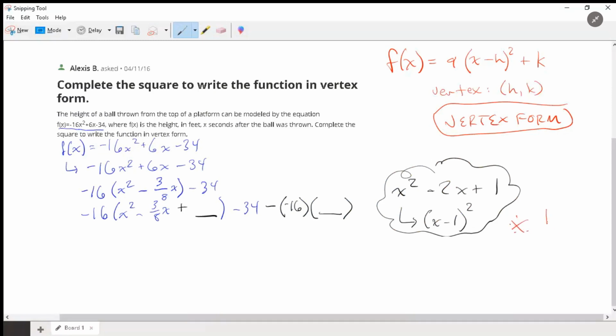But basically we take some b term, or in this case kind of a quasi b term because I factored out negative 16. We're going to divide by 2, and then we're going to square it. It's that simple.